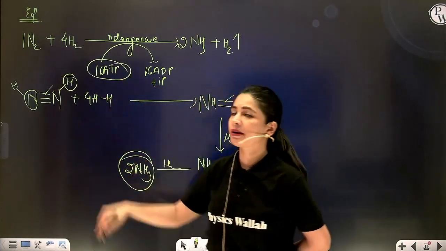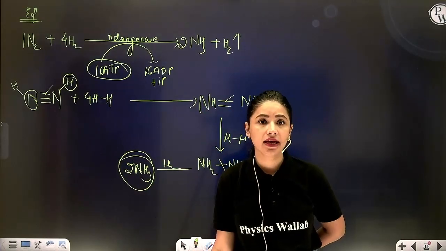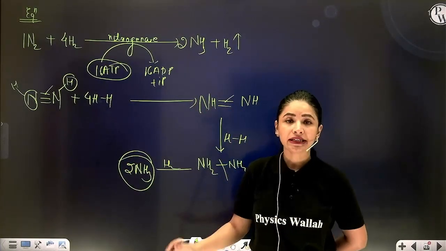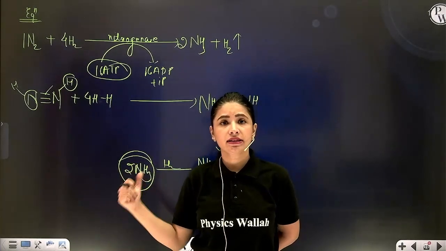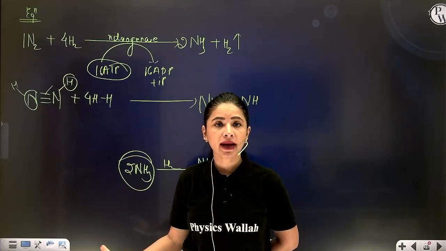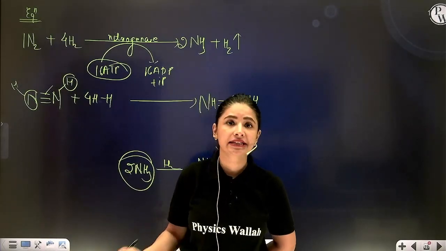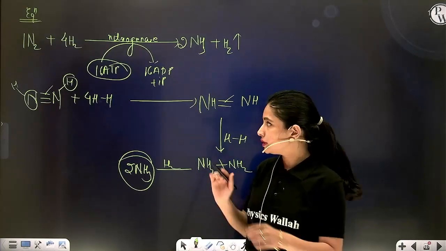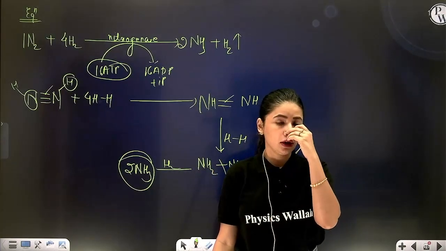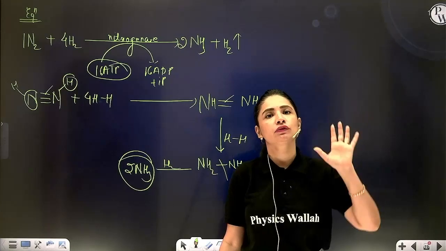ATP, please remember this number, 16 ATP is required. It is done in the absence of oxygen because the enzyme which is functioning for biological nitrogen fixation is sensitive to oxygen. Clear? So this much you have to remember for biological nitrogen fixation.